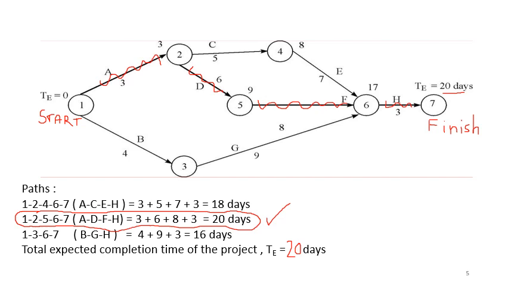Now let us see the next method, which is called the earliest start and latest start method. We denote earliest start by ES and the latest start by LS. ES stands for the earliest start of any activity, LS stands for the latest start of the activity.